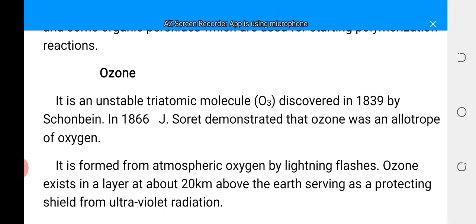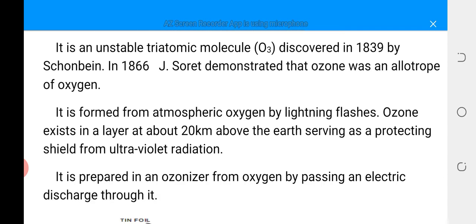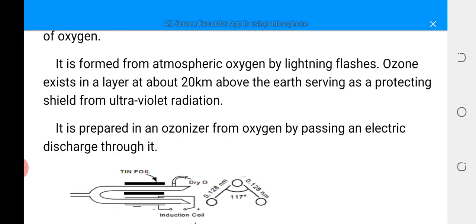So ozone exists in a layer of the atmosphere at about 20 kilometers above the earth. What is it doing there? It is serving as a protecting shield from ultraviolet rays, some rays that are damaging to our life on earth. So it is this ozone that is protecting us from that. It is prepared in an ozonizer, if you want to prepare it from oxygen by passing an electric discharge through it, as you can see here.